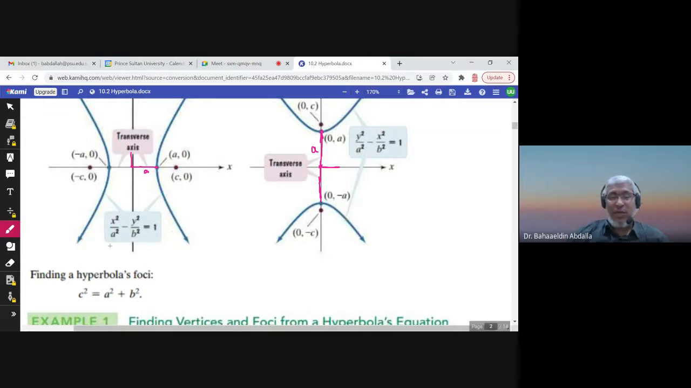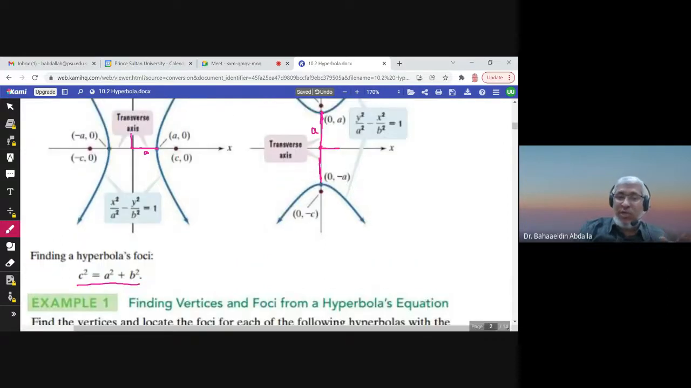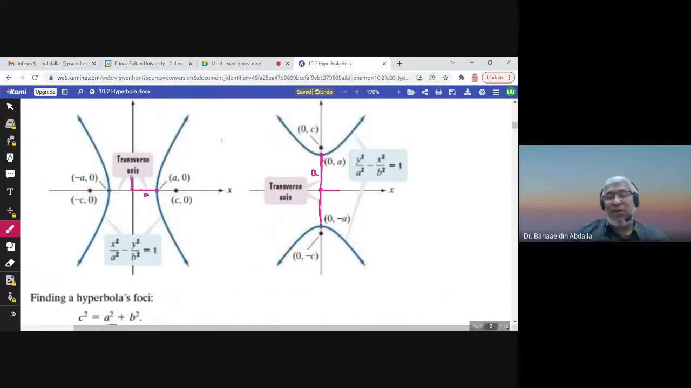Here it is horizontal. Here c is greater than a and b. So c squared would be equal to a squared plus b squared. Also, this is different than the ellipse. In the ellipse, a squared is c squared plus b squared. So you need to understand the graph and the terminology and the meaning of a, b, c here and there.